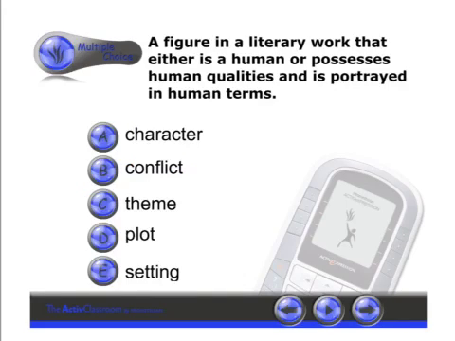Let's check for understanding right now. A figure in a literary work that either is a human or possesses human qualities and is portrayed in human terms is A, a character, B, conflict, C, theme, D, plot, E, setting. Choose your answer in the Edpuzzle box.